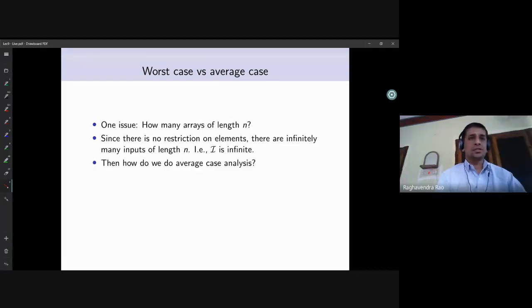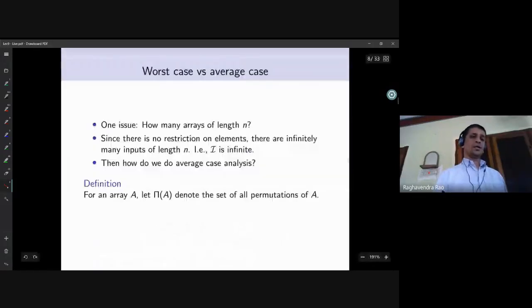But the solution is, I don't remember the name, one of you had suggested: you just fix n distinct elements and permute them. And we'll see that surprisingly it just works. We'll give a formal justification of it. But before that I'll just give you a definition.